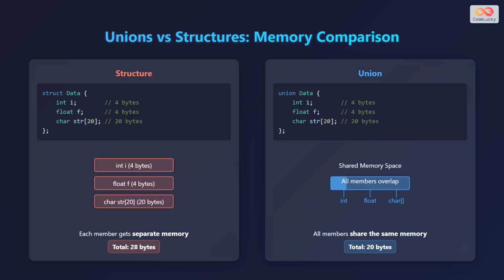For example, let's consider a structure data with an integer i, a float f, and a character array str of size 20. The integer i takes 4 bytes, the float f takes 4 bytes, and the character array str takes 20 bytes. So the total size of the structure will be 28 bytes. Now let's take a look at the union with the same members. Here, all the members share the same memory space. In this case, the largest member is the character array str, which takes 20 bytes. So the size of the union data will be 20 bytes. This shows that unions can be more memory efficient than structures when you only need to use one member at a time.